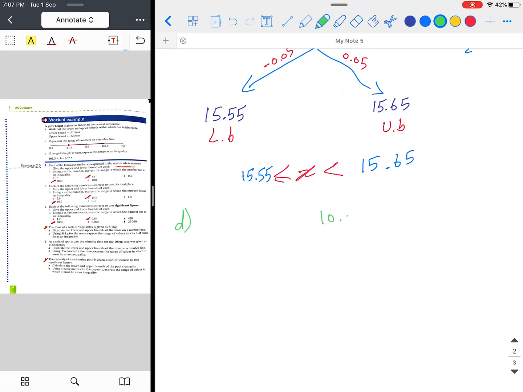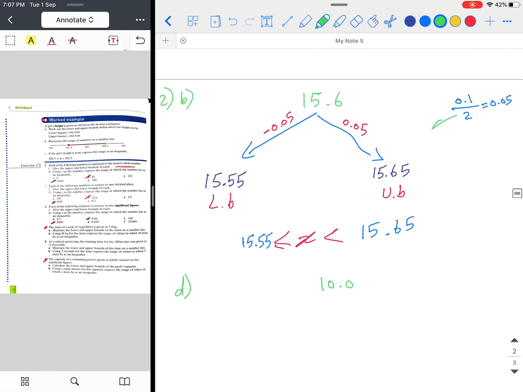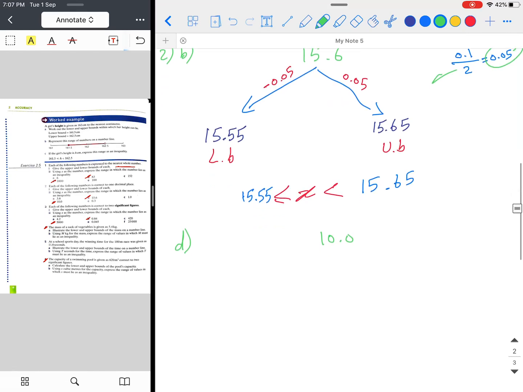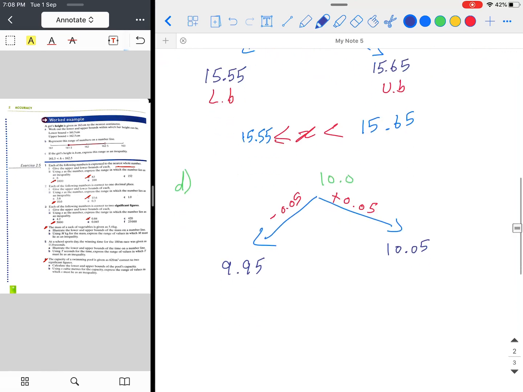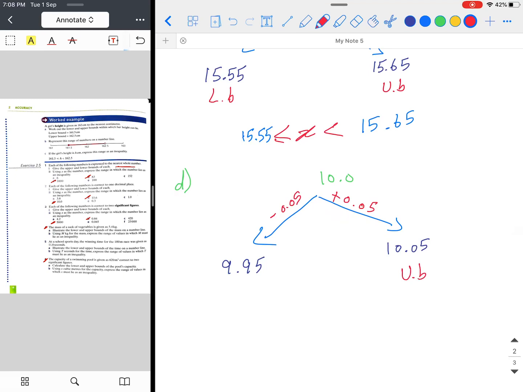For the next one, letter D, same idea: it's 10.0, also rounded to the nearest one decimal place. That means it's also 0.1 divided by 2, so my number is 0.05. Subtract 0.05 and add 0.05. When you subtract 0.05 from it, you will get 9.95, and when you add it, you will get 10.05. This is the upper bound and this is the lower bound.